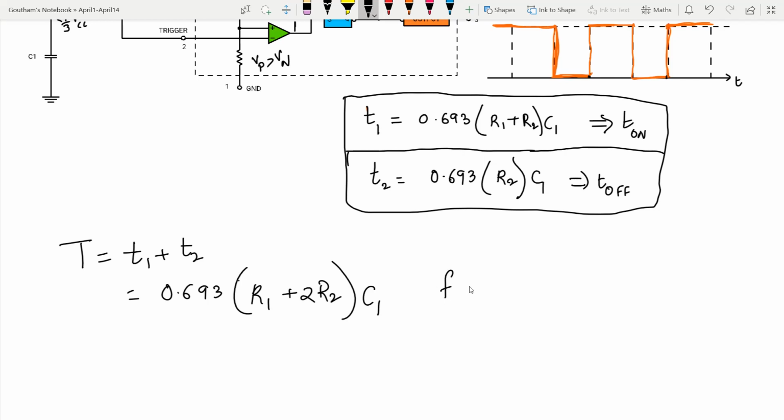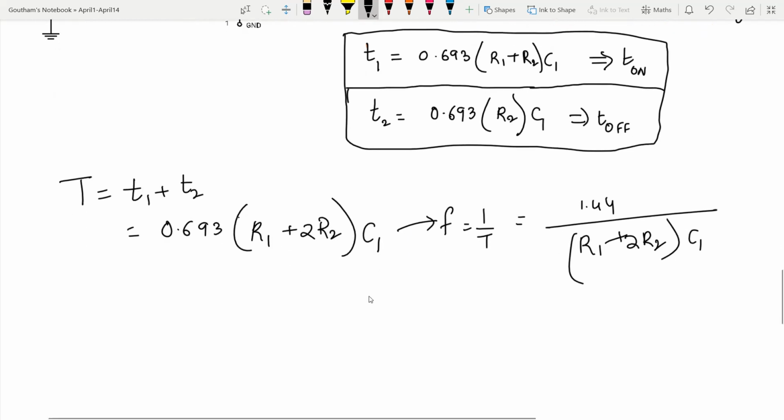The frequency is 1 by time period, so that is nothing but 1.44 divided by (R1 plus 2R2) into C1. You just invert this and you get this. It is not much of rocket science going on over here.